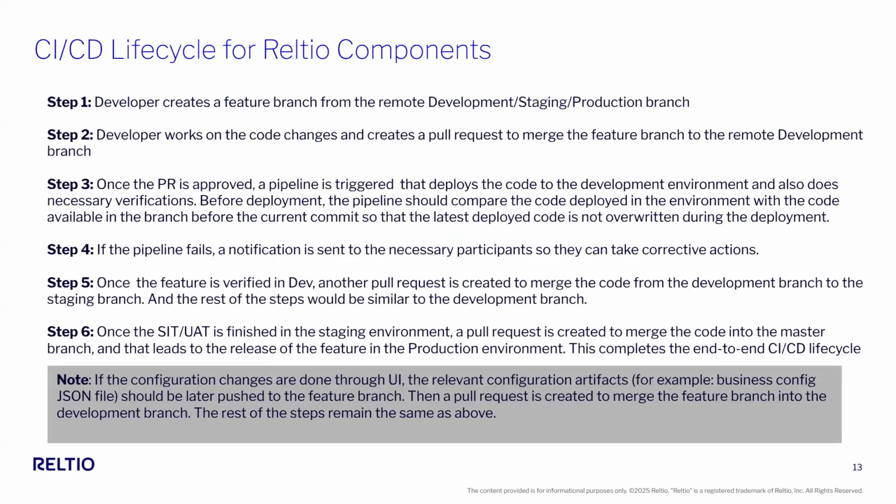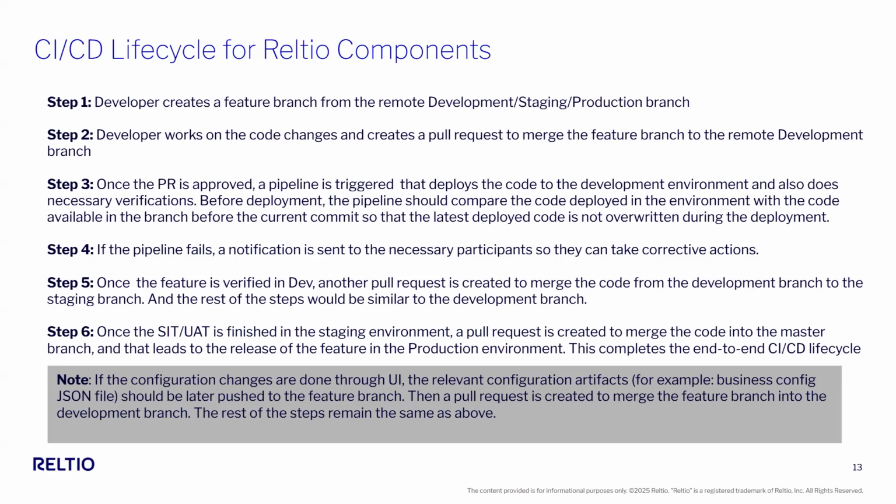Moving ahead, this is the CI/CD life cycle for the Reltio components, right? Like the recommended way to follow the branching strategy. And here I've focused on the first branching strategy, which is the GitLab flow, right? Step one is the developer creates a feature branch from the remote development, staging, or production branch. One of those branches can be the baseline to create a feature branch. And I'll show this in action towards the end. But just to understand the steps, the first step is to create a feature branch.